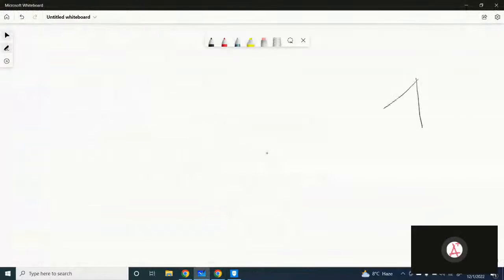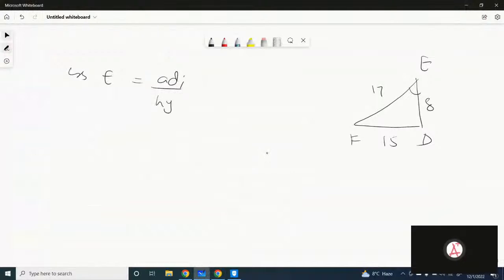Here is the triangle E, D, and F. The sides are 8, 15, and 12. Okay, so cos of angle E is, cos is always adjacent divided by the hypotenuse. Got it? So according to angle E, the adjacent is the straight line connected to it. And the hypotenuse is the same from all sides. Hypotenuse is 17. So it would be 8 divided by 17.